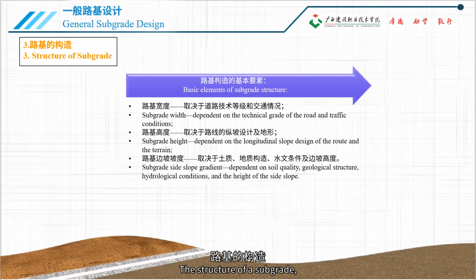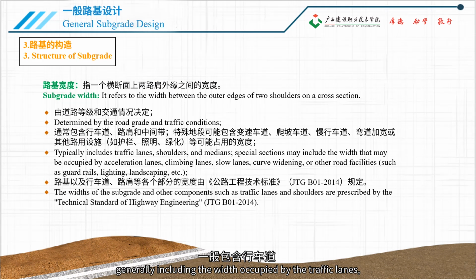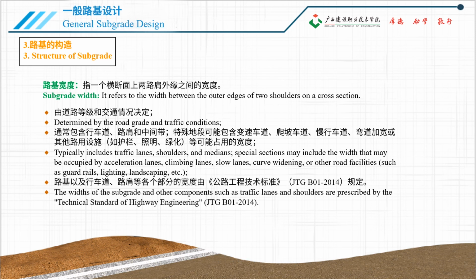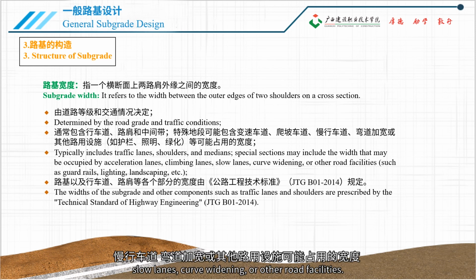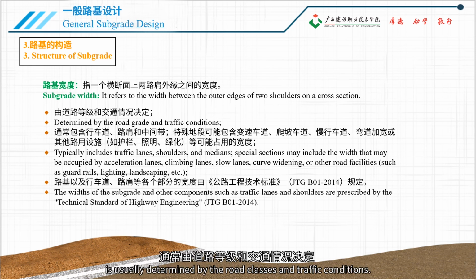The structure of a subgrade, which refers to the geometric elements of the subgrade, includes subgrade width, subgrade height, and the slope grade of subgrade side slopes. The width of the subgrade refers to the width between the outer edges of the two shoulders on the cross-section of the subgrade, generally including the width occupied by the traffic lanes, shoulders, medians, acceleration lanes, climbing lanes, slow lanes, curve widening, or other road facilities. The width of the subgrade is usually determined by the road classes and traffic conditions.